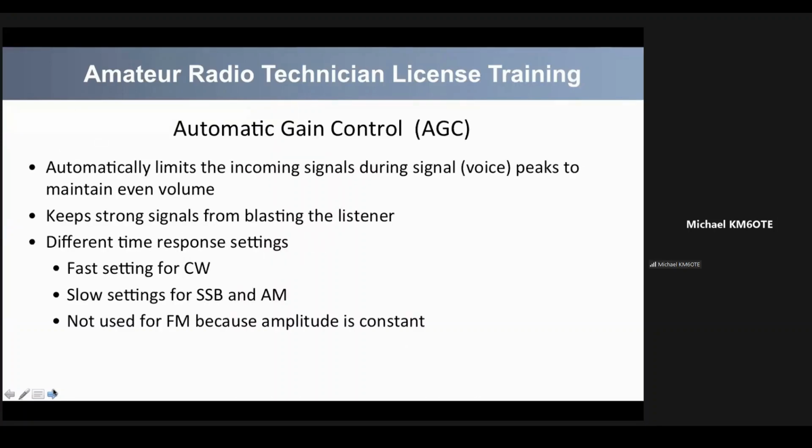Automatic gain control, AGC, automatically limits the incoming signal, your voice. In other words, if you talk too loud, it will automatically clip off the signal so that it doesn't distort the signal that goes out. Keeps strong signals from blasting the listener. It has different time responses for different settings. So with CW, with Morse code, it has to be very fast. With SSB or AM, it's much slower. It's not used for FM because we're not doing amplitude modulation. We're doing frequency modulation.